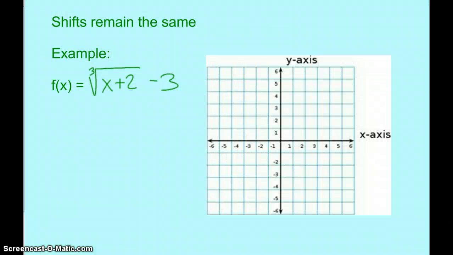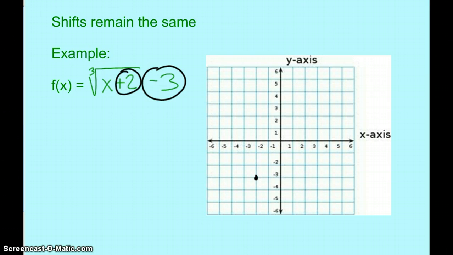All right, the final example we're going to look at here today is graphing a cube root function with the shifts. The shifts upon a cube root function are exactly the same as they are upon a square root function, so we're not going to go over those. We'll just look at what this means. That's a shift left 2. This shift is down 3, so we go left 2, down 3.